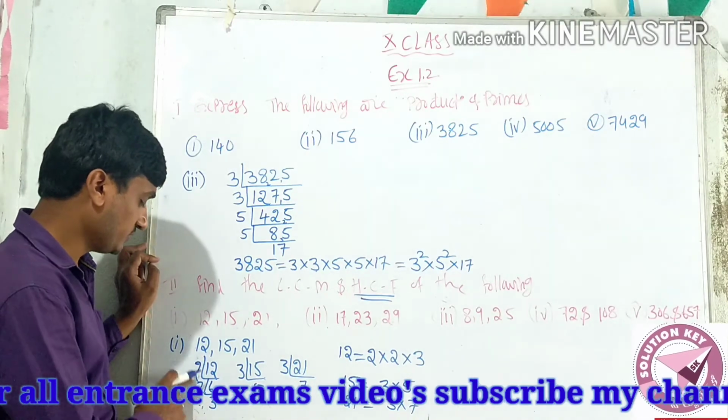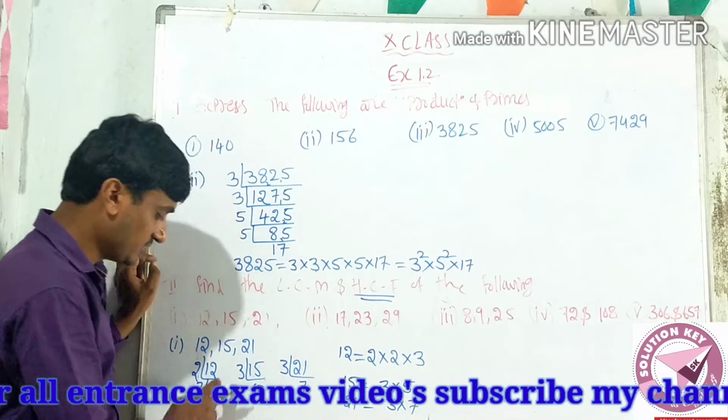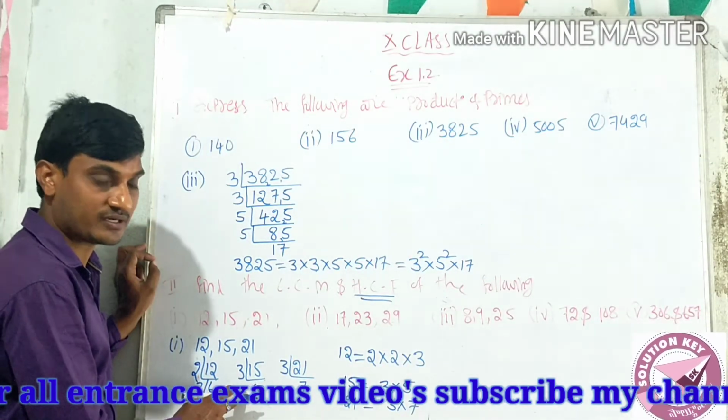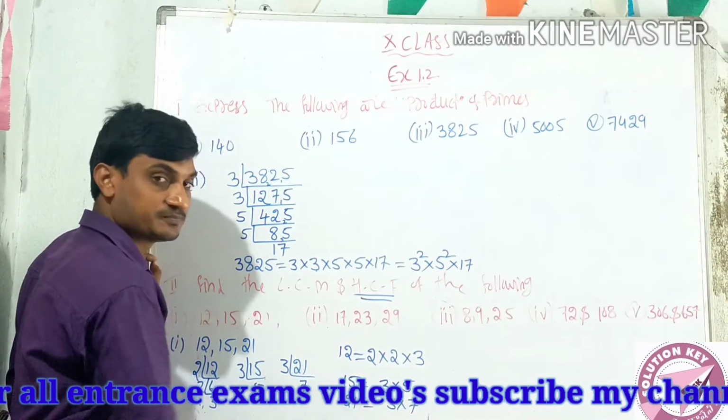Understood? Do the prime factorization of 12: 12 is equal to this much. And 15 is a composite number, and by the prime factorization method, 3 5s are 15. And 21 is 3 into 7.